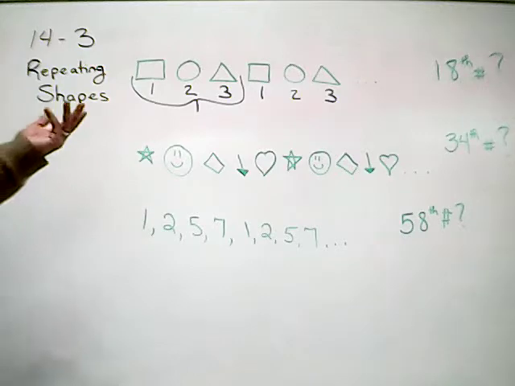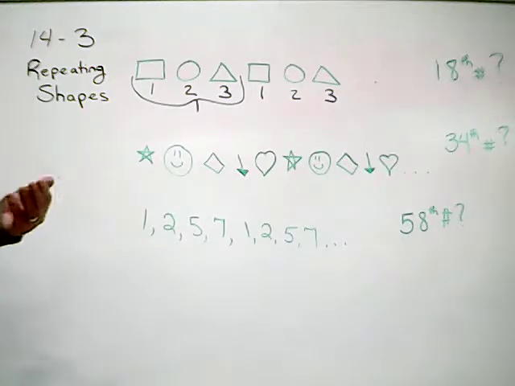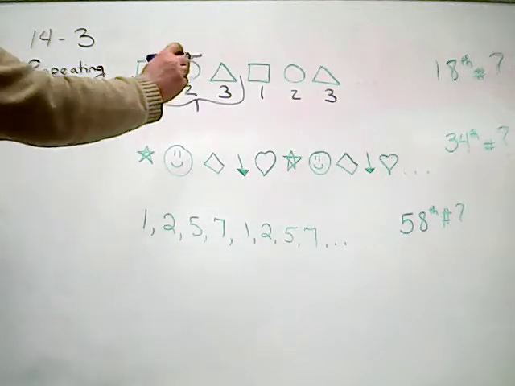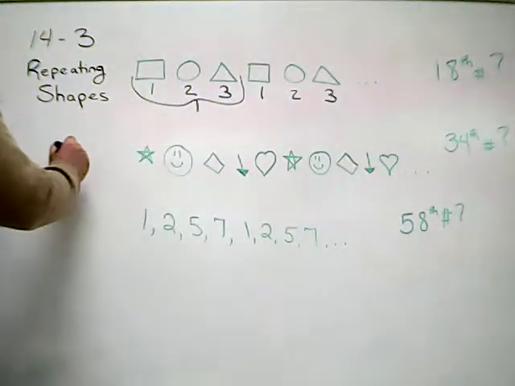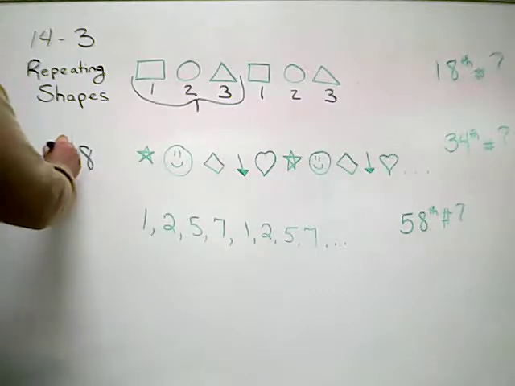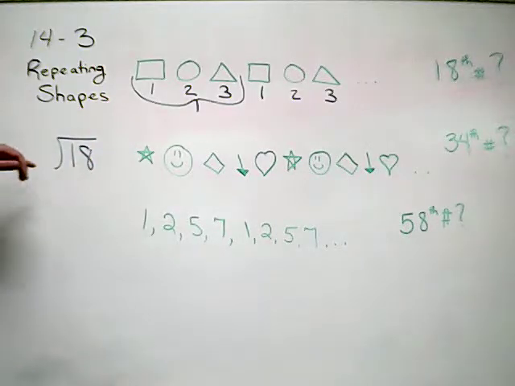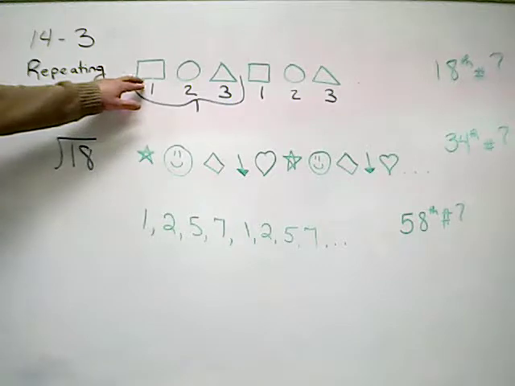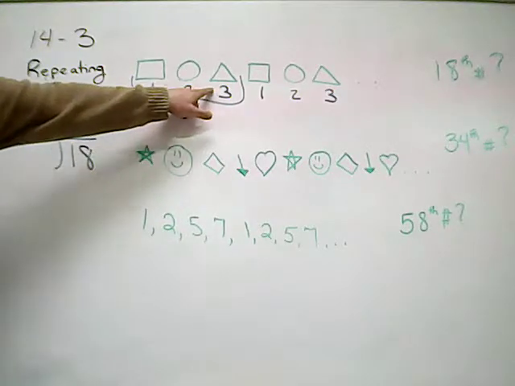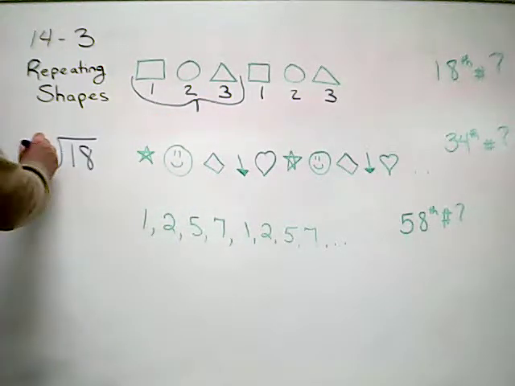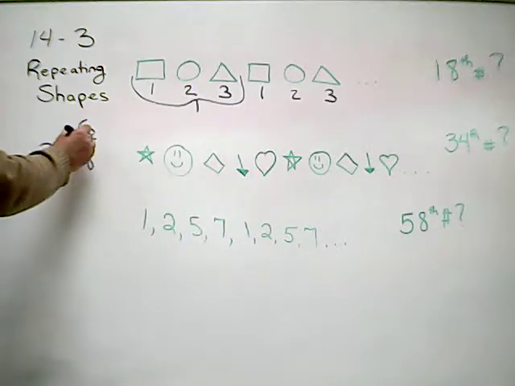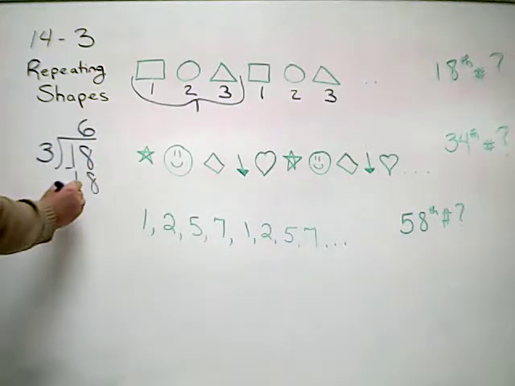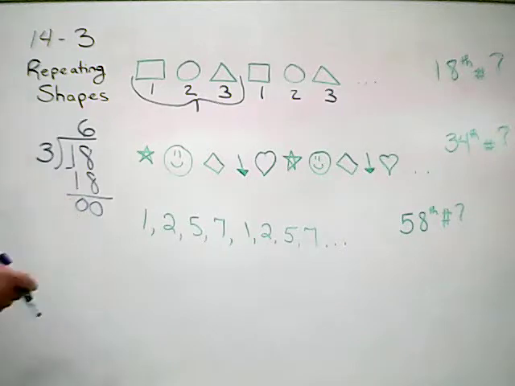So to find the 18th number, you could do a shortcut here using division. I can take what number I want to find. In this case, I want to find the 18th number. And I can do 18 divided by how many numbers are in my pattern. And I found that I have 1, 2, 3 numbers in my pattern. So I'm going to do 18 divided by 3. And knowing my basic facts, I know that 3 goes into 18 6 times. And it goes in evenly, and I have no remainder.